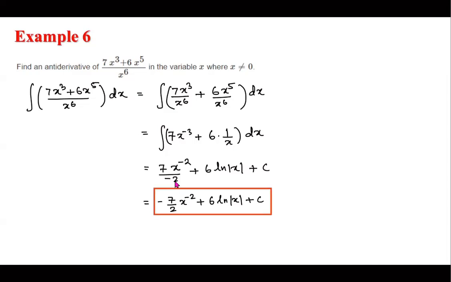So we use the power rule, and also we use the reverse of the derivative of natural log x. Derivative of natural log x is 1 over x. So integration of 1 over x is natural log x, because the antiderivative and derivative are the reverse process. So here I just did the reverse technique in the second term.